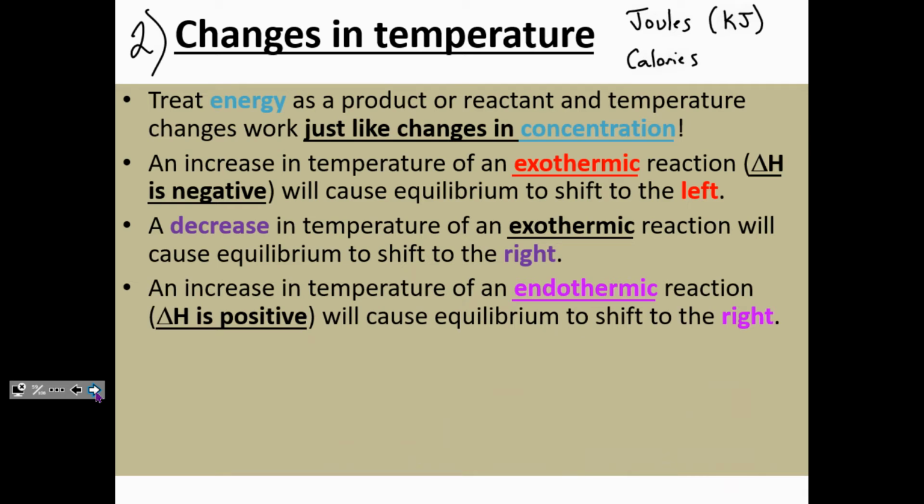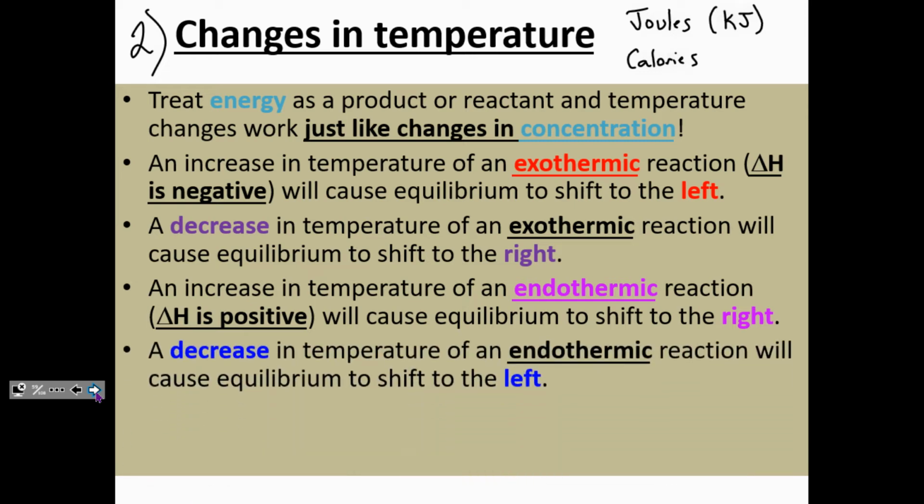An increase in temperature of an endothermic reaction, where delta H is positive, will cause equilibrium to shift to the right, and a decrease in temperature of an endothermic reaction will cause equilibrium to shift to the left. A lot of words. This is a reference. Make sure everything's filled into your notes here. We're going to apply this to some real-life examples here.